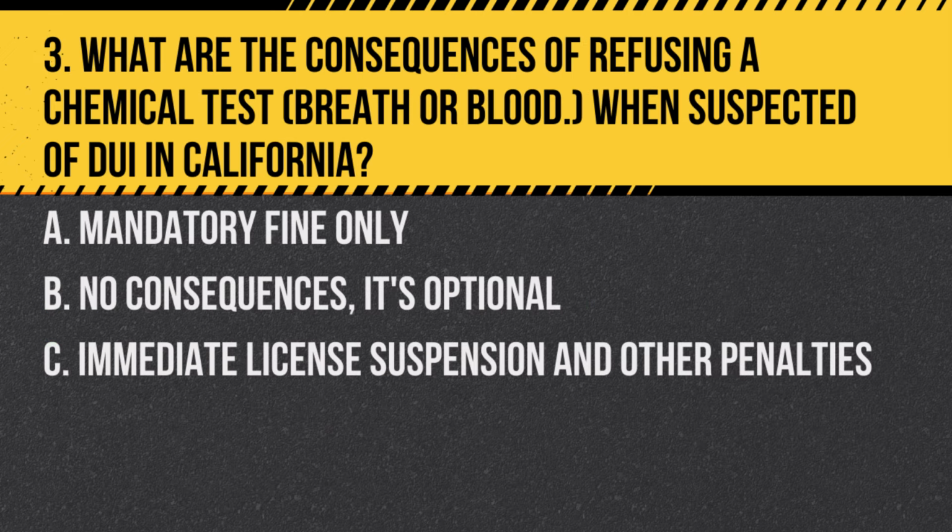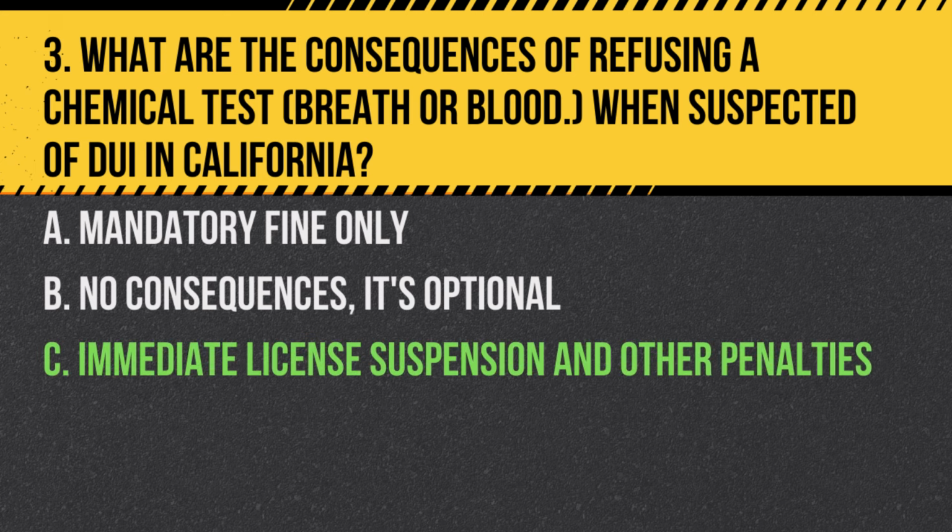Question 3. What are the consequences of refusing a chemical test, breath or blood, when suspected of DUI in California? A. Mandatory fine only. B. No consequences. It's optional. C. Immediate license suspension and other penalties.